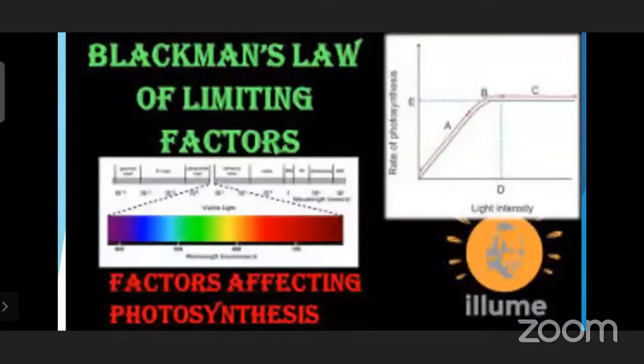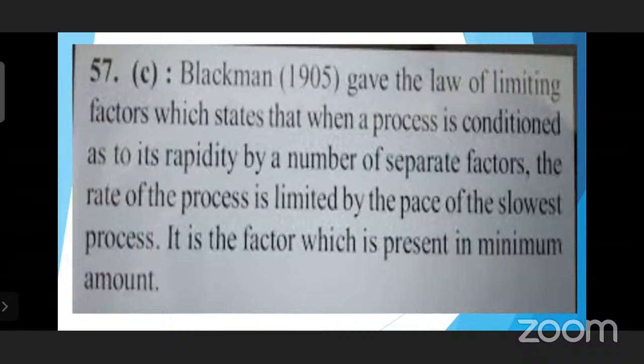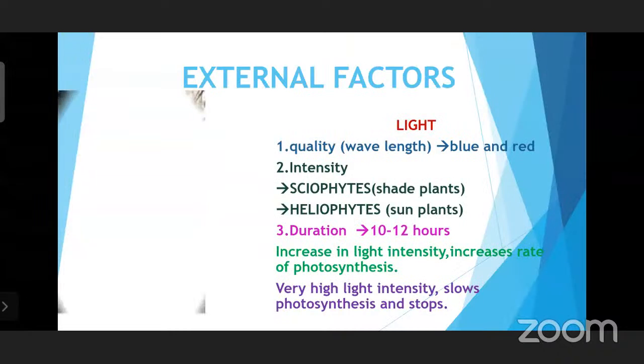Blackman states that the limiting factor, meaning the factor which is in least or minimum concentration, will decide the rate of photosynthesis. If anything becomes limited, very less, insufficient, then it will definitely affect the rate of photosynthesis. So this is what is given by Blackman's law of limiting factor.